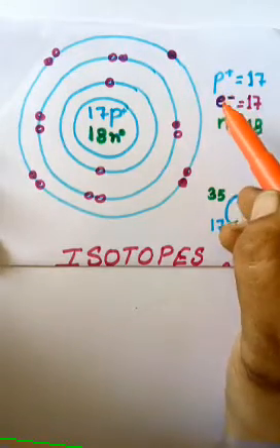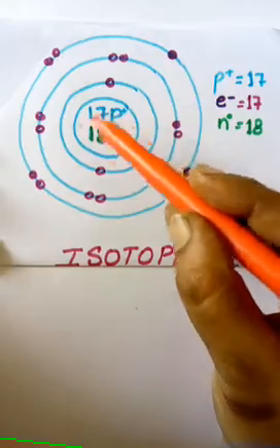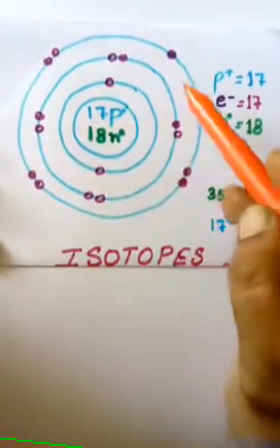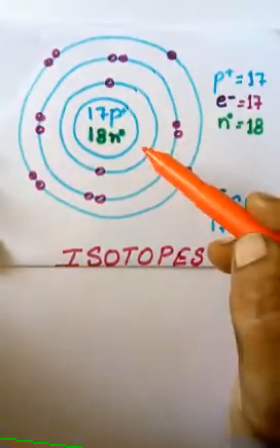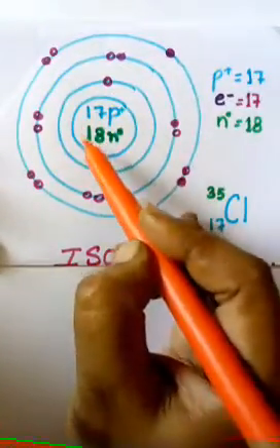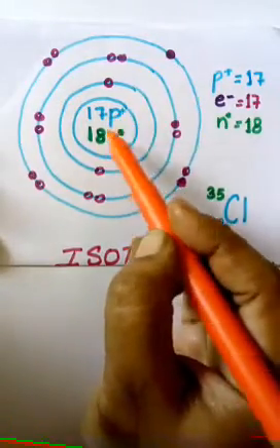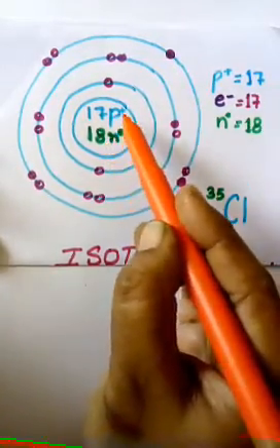Where are these protons and electrons present? We know that protons are present inside the nucleus and electrons are revolving around the nucleus in orbits, whereas neutrons are also present inside the nucleus only. The nucleus is the central core of the atom. So the main mass of the atom is because of the protons and neutrons.